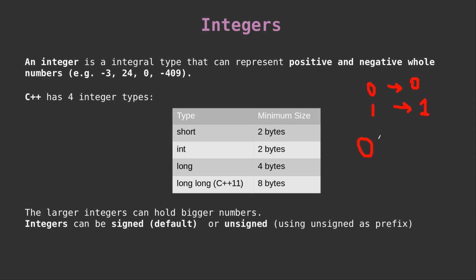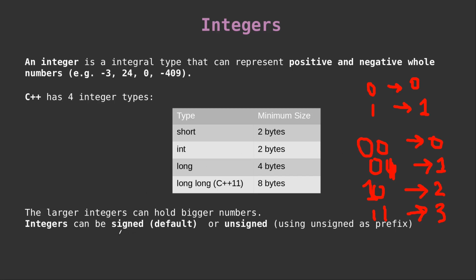So in a 2-bit integer, we can have 4 values: 00, 01, 10, and 11. And this would mean that we would have 0, 1, 2, or 3. You can see here that now we can store bigger numbers. The same thing goes here. The larger the size, the larger the number we can store.